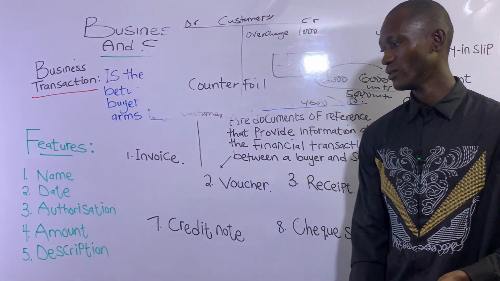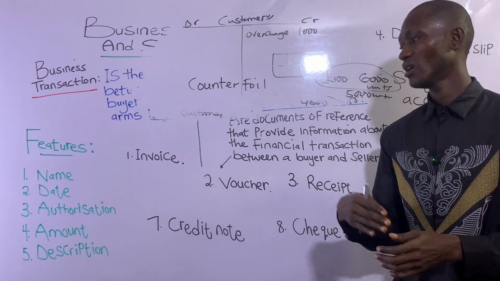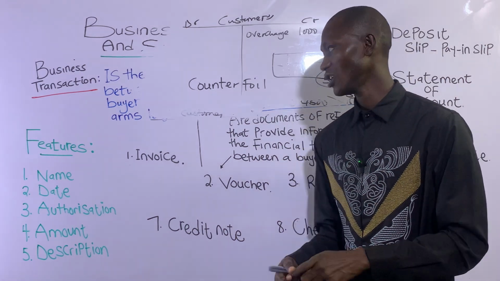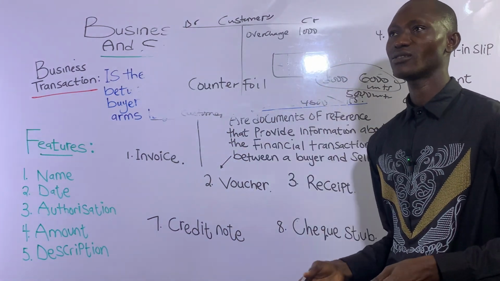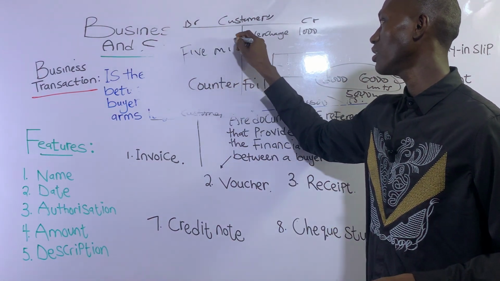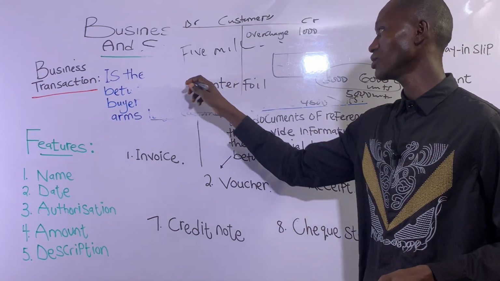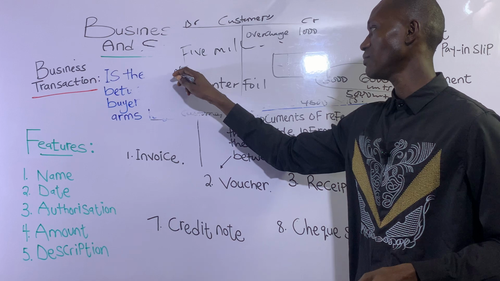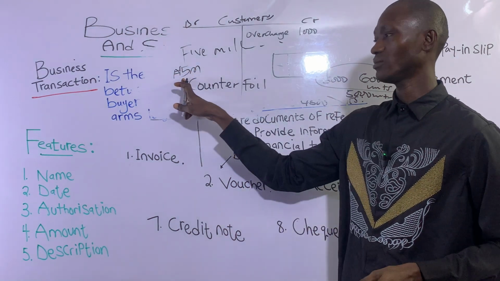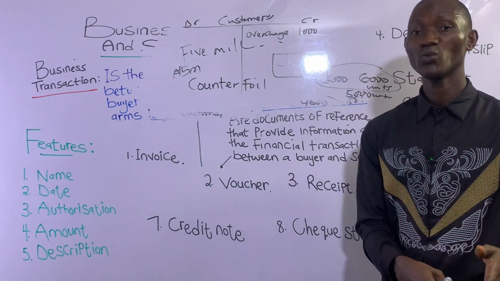Then number four, amount. The amount of the transaction has to be stated both in words and in figures. In words, maybe the transaction is 5 million naira. It will be written 5 million naira, like that. Then this is in words. Then in figures, you will see 5 million naira. Perhaps it's in naira or dollar, it should be written. So the amount is often stated both in words and in figures.